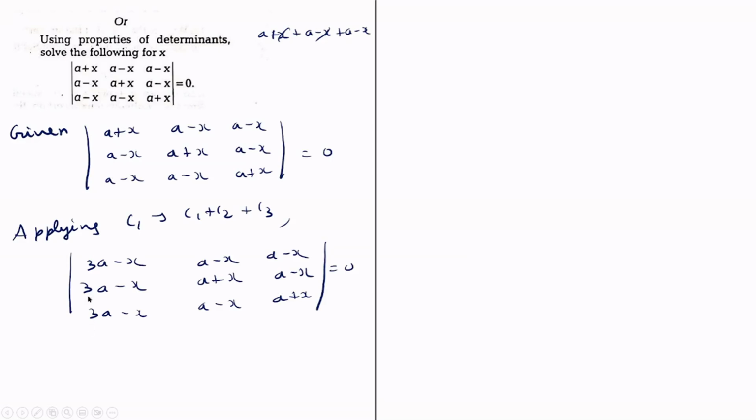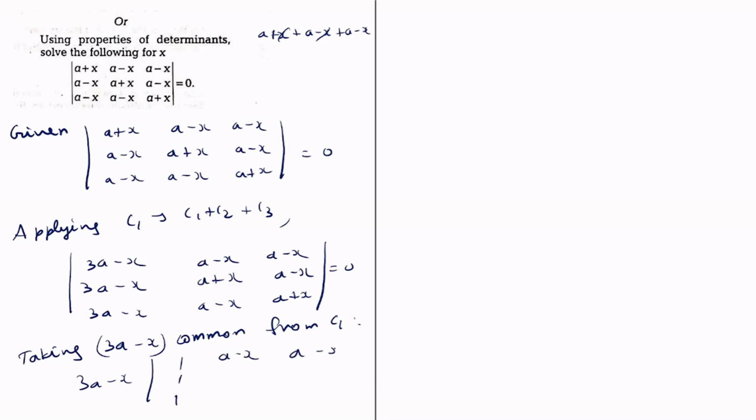Now we can take this 3A minus x common from the first column. Taking 3A minus x common from C1. So it is 3A minus x into determinant of 1, 1, 1, A minus x, A plus x, A minus x, then A minus x, A minus x, A plus x. This is equal to 0.